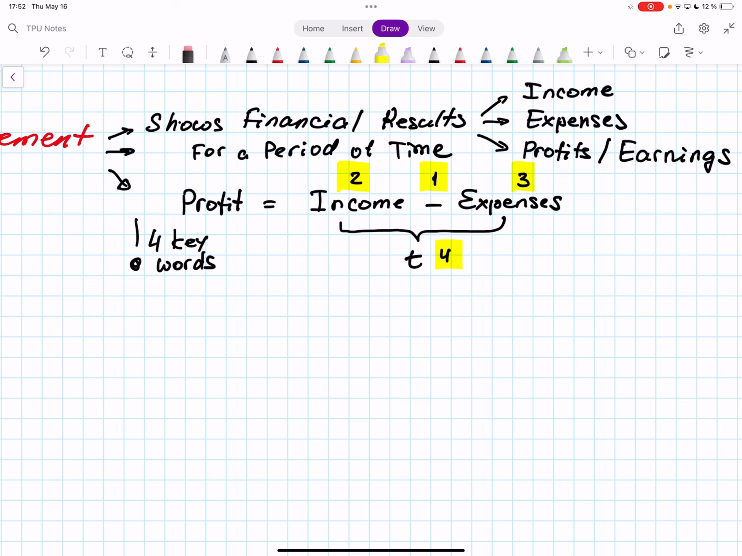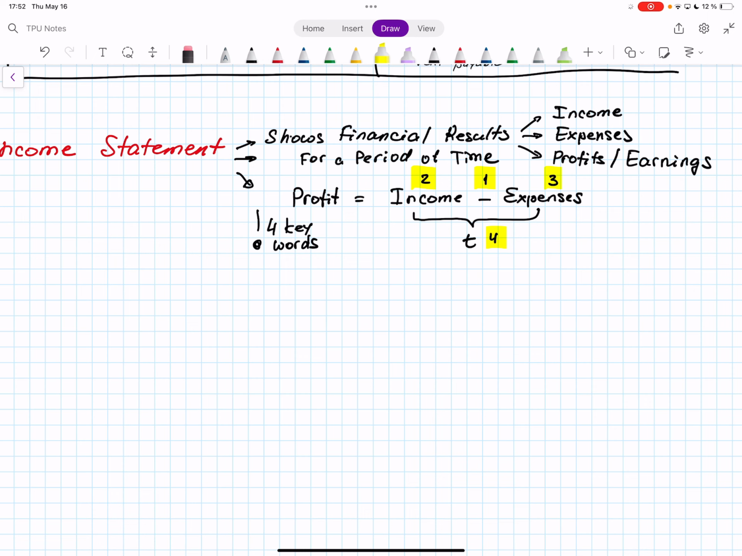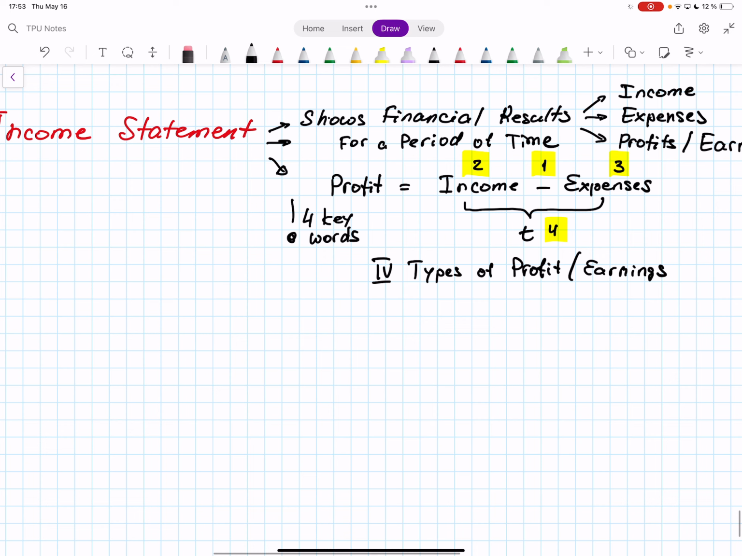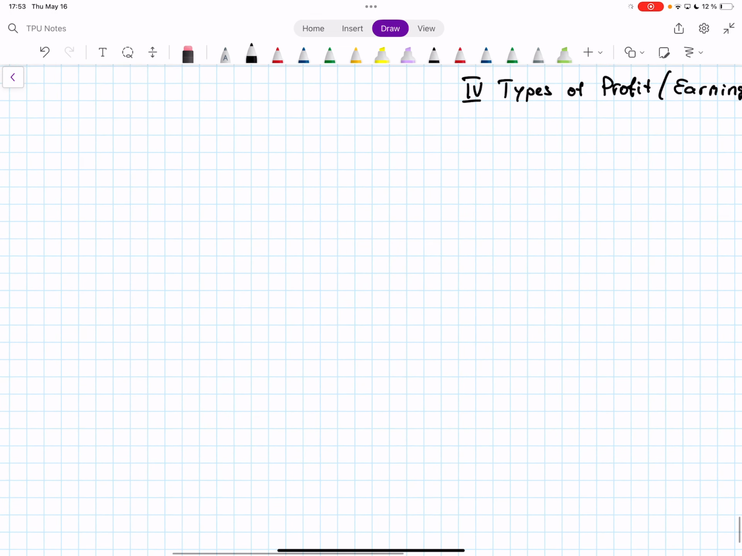Okay? So, these are the important 4 keywords. And in the income statement, we will discuss the 4 types of profit or earnings. These are synonyms. Okay, let's build together a structure of the income statement.